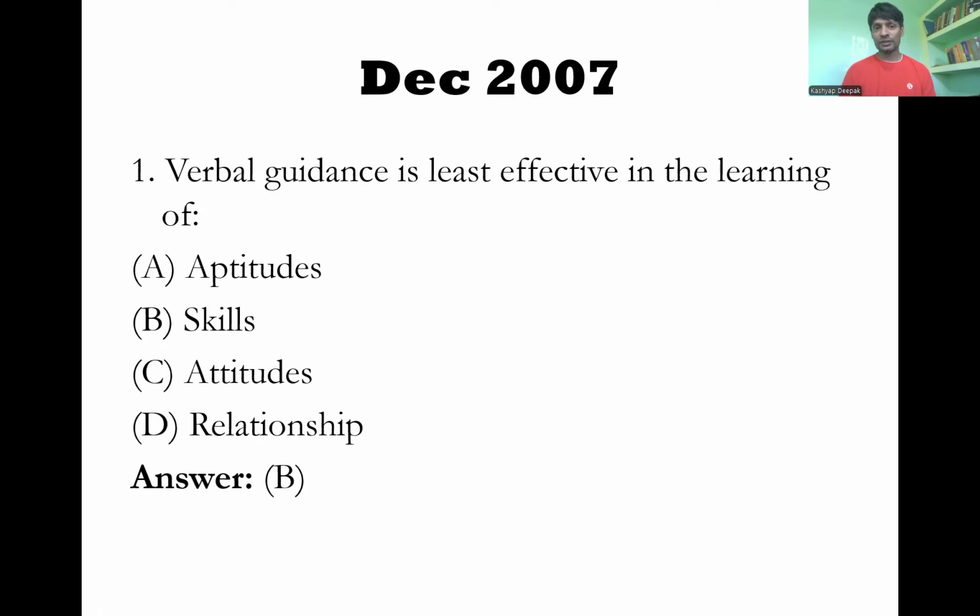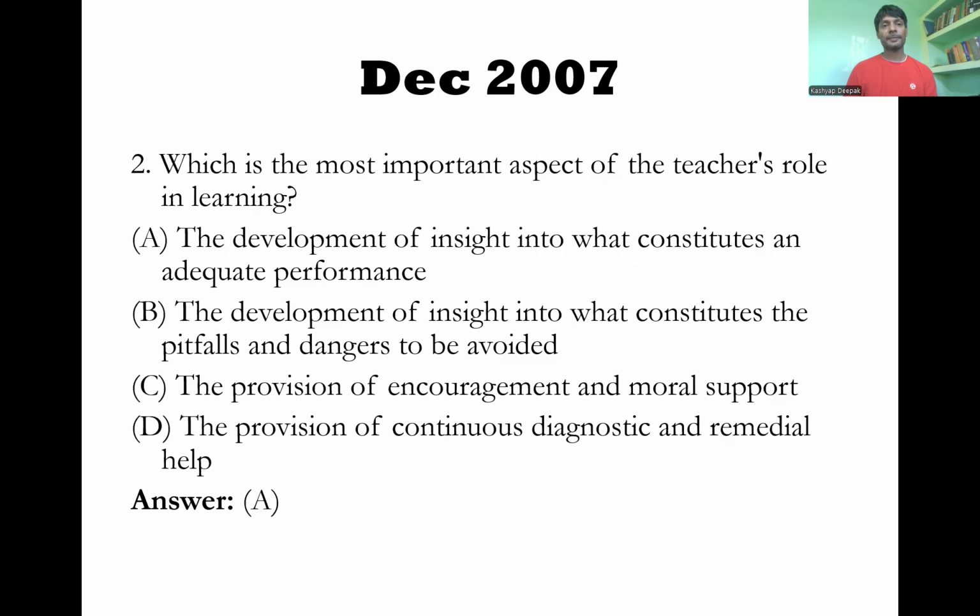That is December 2007. Verbal guidance is least effective in the learning of aptitude, skills, attitudes, relationship. So verbal is in skills. Skill you have to work by your hands or mind.